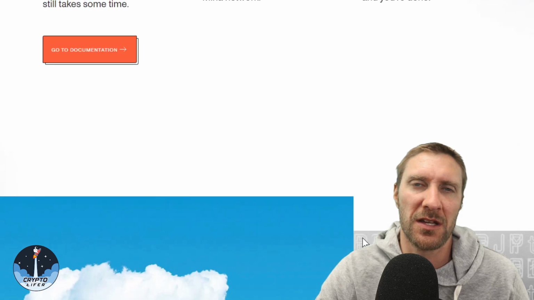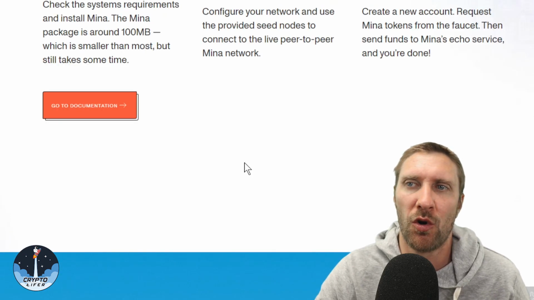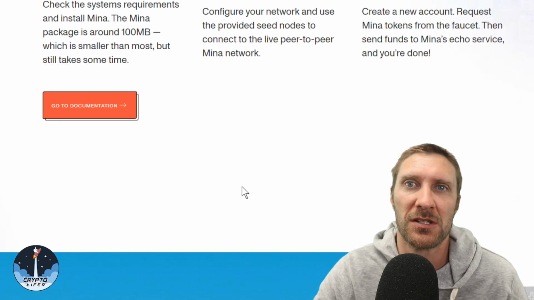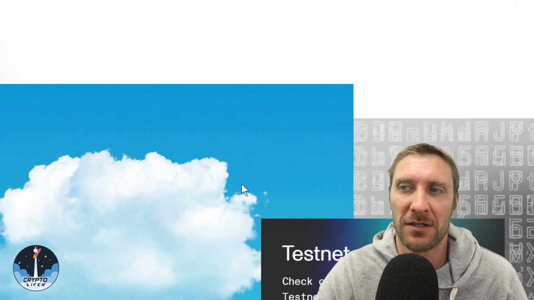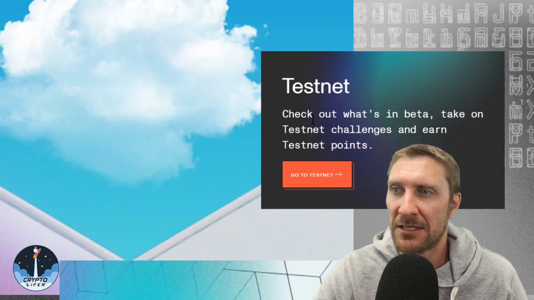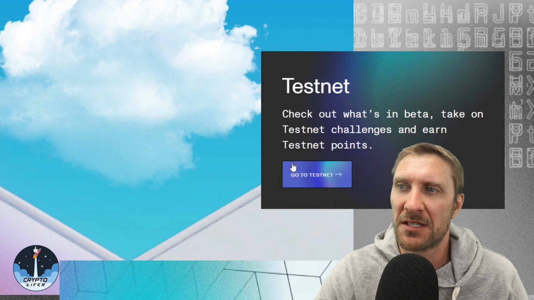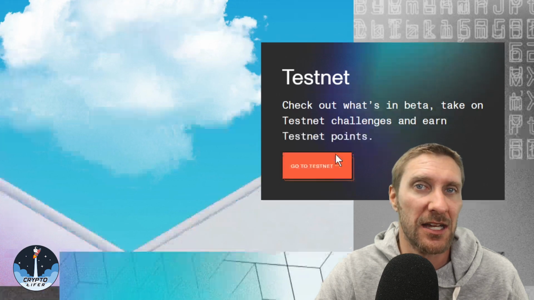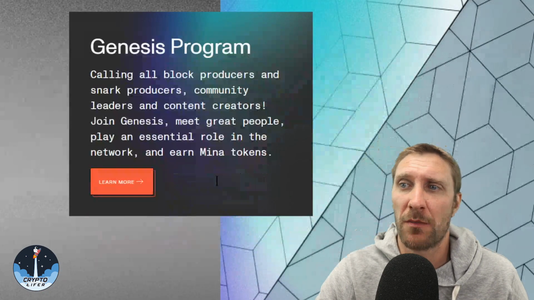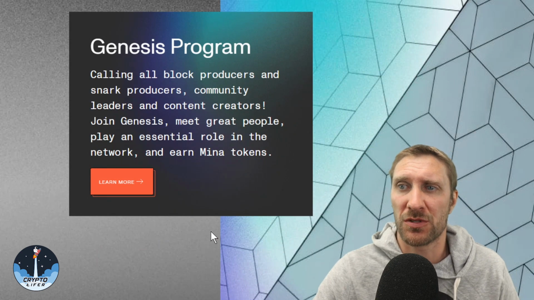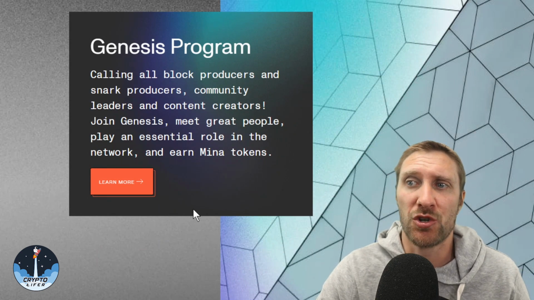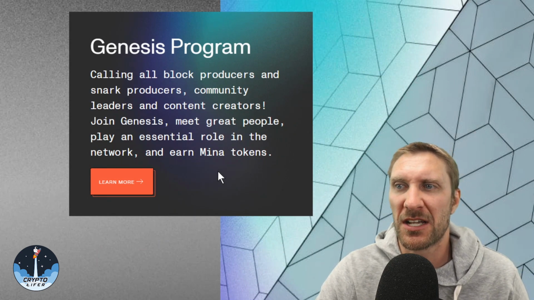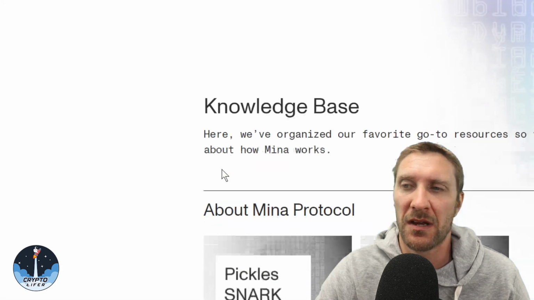A faucet just means an ability to get a tiny amount of the coin so you can pay for your first few transactions, or at least get Mina to where you need it to go at the beginning, you know? Testnet. Check out what's in beta. Take on the testnet challenges and earn testnet points. Then there's the Genesis program, calling all block producers and snark producers, community leaders and content creators. Join Genesis. Meet great people, play an essential role in the network, and earn Mina tokens.